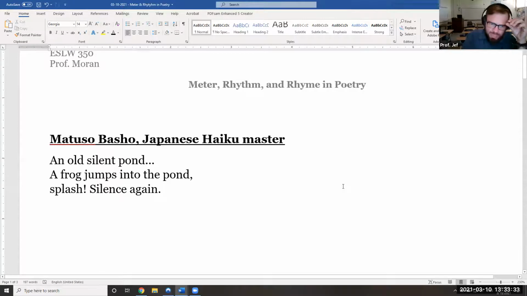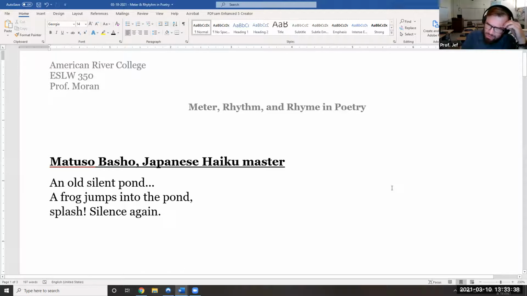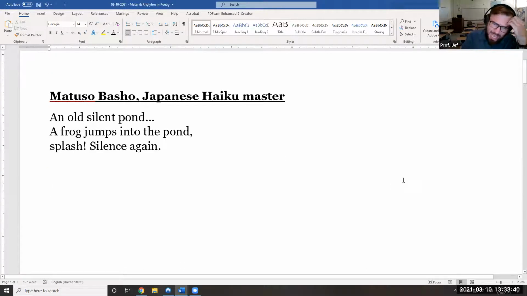Okay, so I've got some poems here. The first poem is over 400 years old, I think. It's a specific type of poem from Japan called a haiku. And you'll notice it's very small. It's a very little poem here.